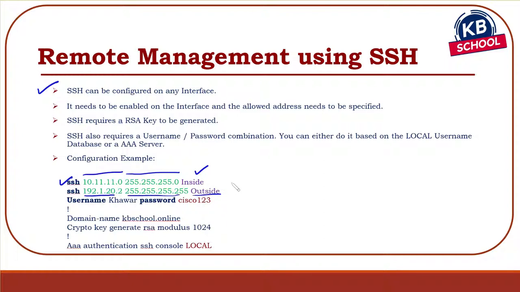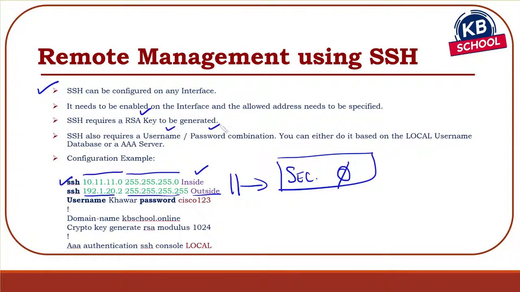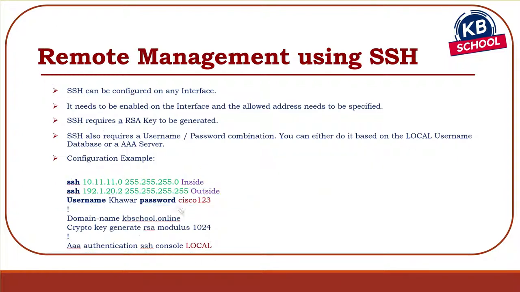Now, SSH is able to connect in remotely, even on a security level of 0, because SSH is an encrypted mechanism of transferring data or doing the remote management. It does require an RSA key to be generated. It also requires a username password combination. You can do it based on the local database, which I'm doing over here, username Kovar, password Cisco123, and then tying up my SSH authentication based on the local database. I could have done the same thing with Telnet.